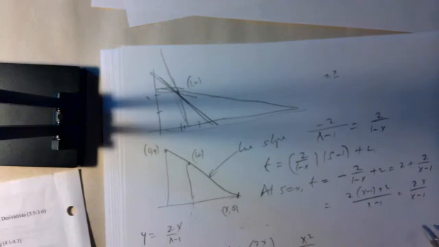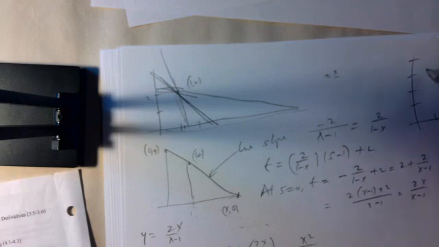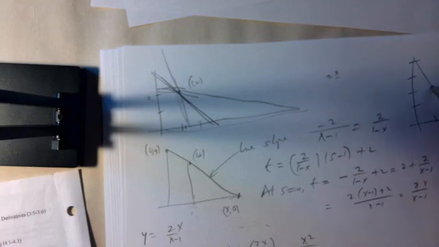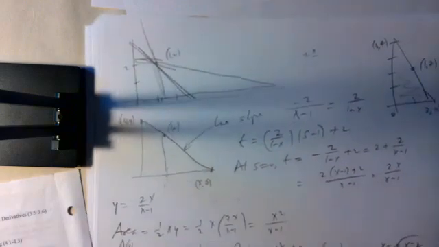So this triangle passing through the point 1, 2 will be the triangle of minimum area for this problem. Okay.